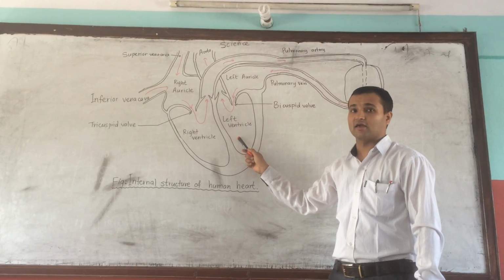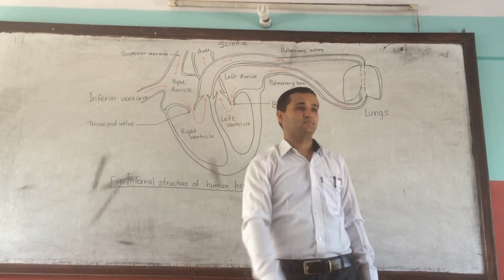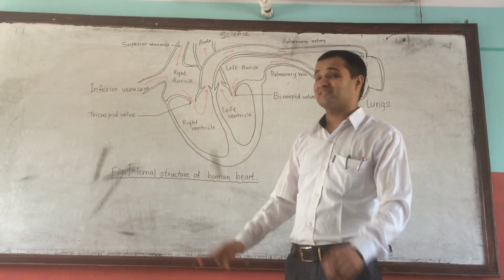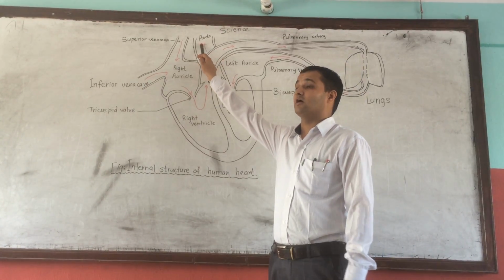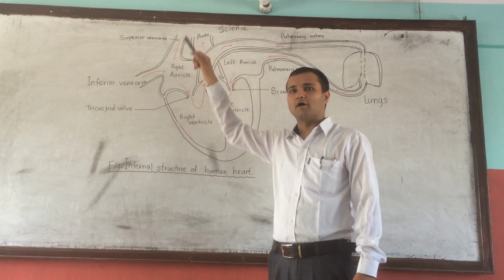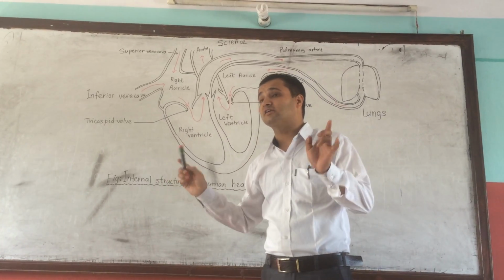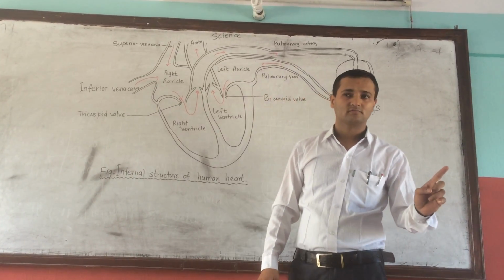From the left ventricle, the blood is pumped to different parts of the body. It is pumped through the largest and biggest artery, known as the aorta. This is the only largest and biggest artery through which blood is pumped to different parts of the body and distributed to all of them. Do you follow? Yes, sir.